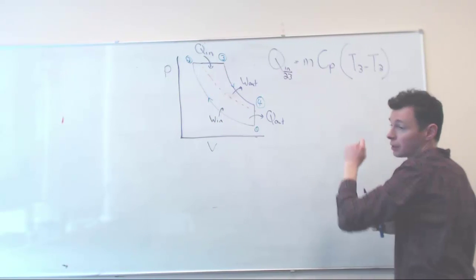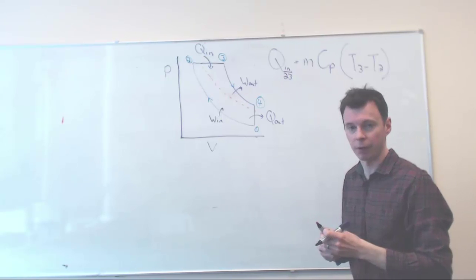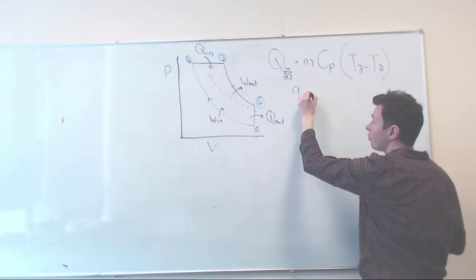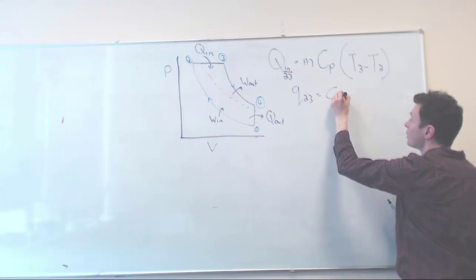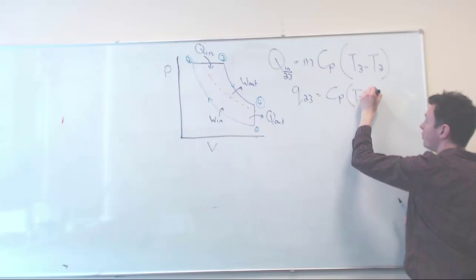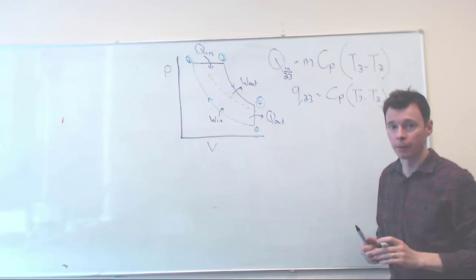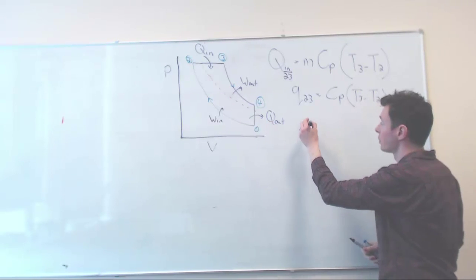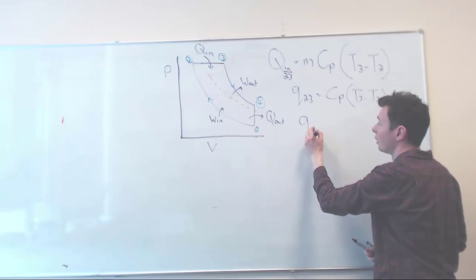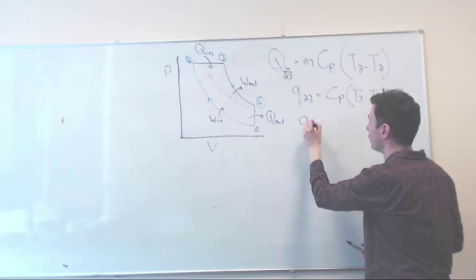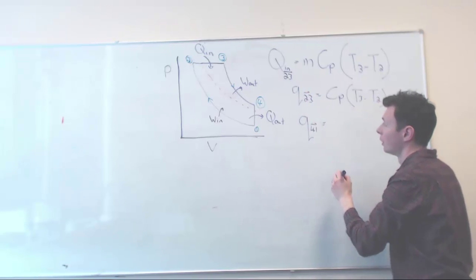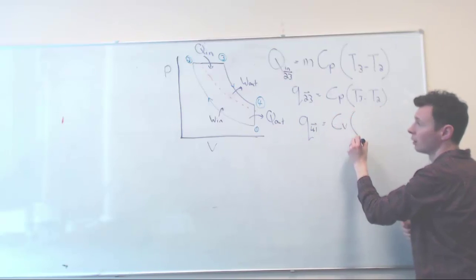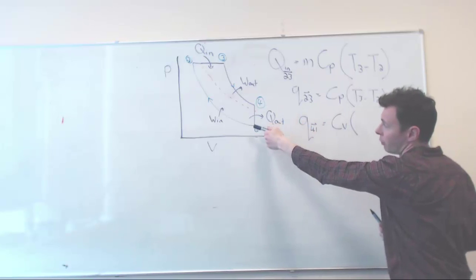So that's the definition of our Q in, or we can write it specifically, so per unit mass, which would be Q23 equals Cp (T3 minus T2). Okay. We can do the same with the heat out. So this is Q4 to 1. Now this time it's isochoric, constant volume. So it's equal to Cv (T4 minus T1). Again, temperature at 4 is higher than it is at 1.